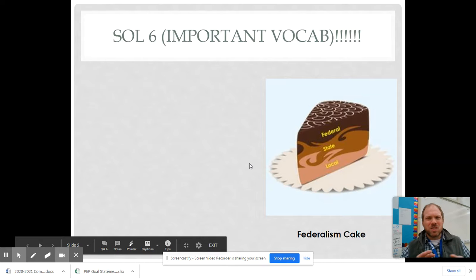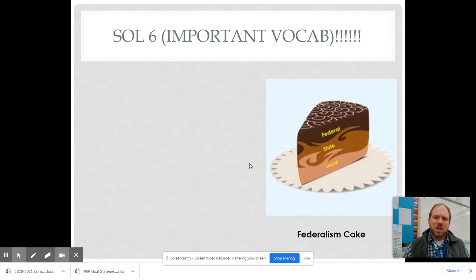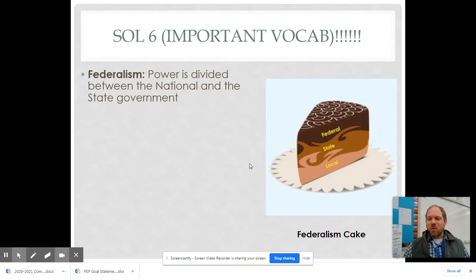Before we really get into the bulk of the material, we do want to spend this first couple of days focusing on vocabulary. So let's start. Our first vocabulary definition I'd like to talk about is federalism. Federalism is the power divided between the national and the state government. The national government has certain powers over the states, and then the state governments have certain powers that the federal government doesn't have. There also exist certain powers that both the federal government and state governments have.